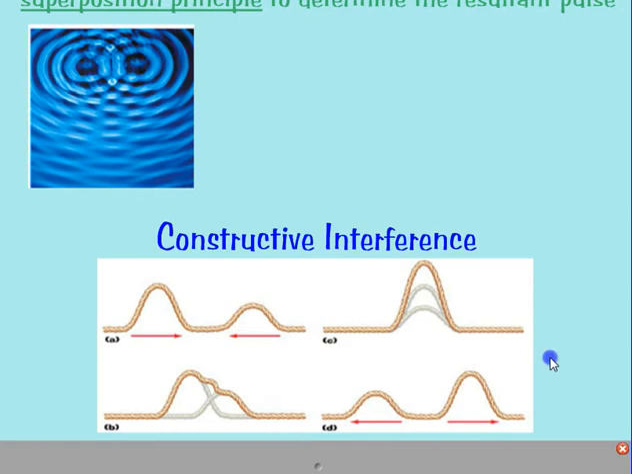Looking in diagram C, I see that the two pulses are directly on top of each other. Those amplitudes add up, so I get something that's rather large. And then in diagram D, they continue on their merry way, having passed through each other. The superposition principle would help us figure out the size of that amplitude if we knew the size of the amplitudes of the other two waves.